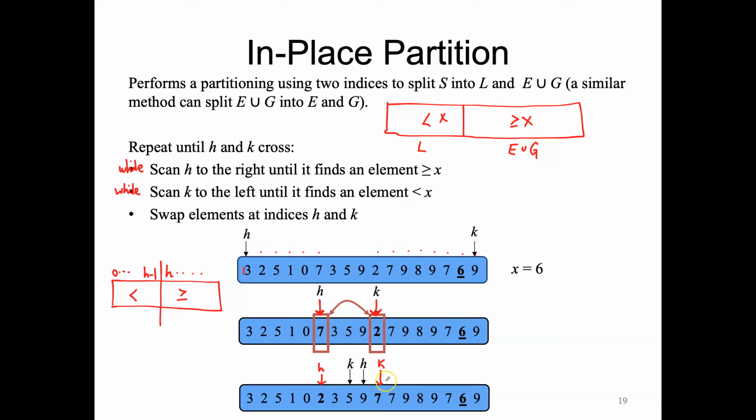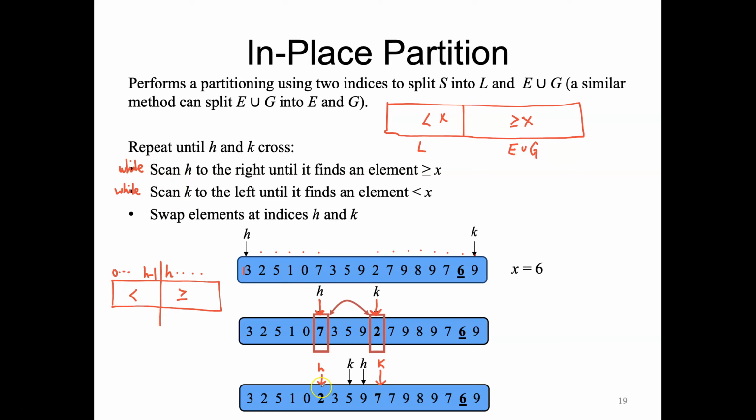And then we repeat this process. Until h and k cross, meaning that we've already separated appropriately everything less than and greater than or equal to our pivot, we're going to keep performing this operation.